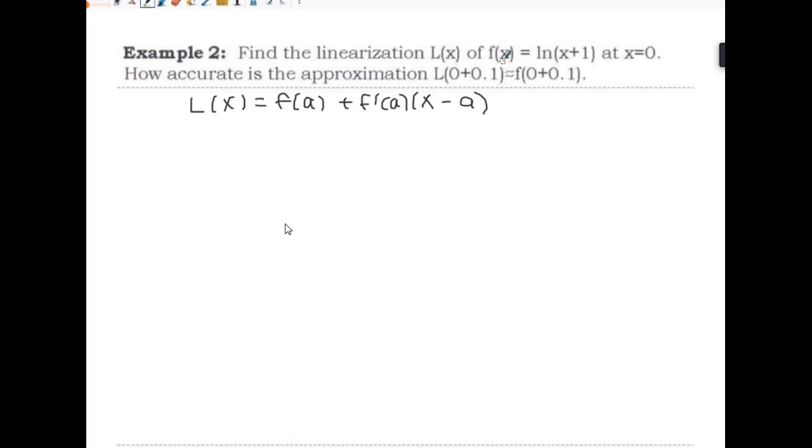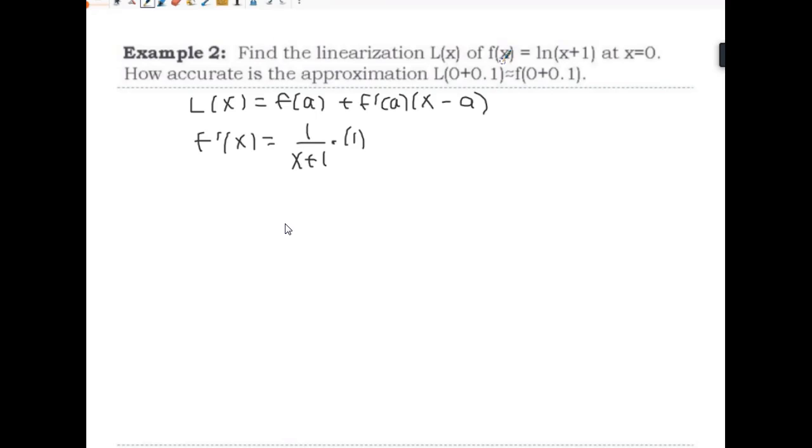So it says find the linearization of f of x equals the natural log of x plus 1. So right away, after I see an f of x, I know I need an f prime of x. So f prime of x is the derivative of the natural log. So hopefully we haven't forgotten our derivatives, because it seems like it's been a while since we did anything non-polynomial. So the derivative of ln x is 1 over the inside times the derivative of the inside, which in this case is 1.